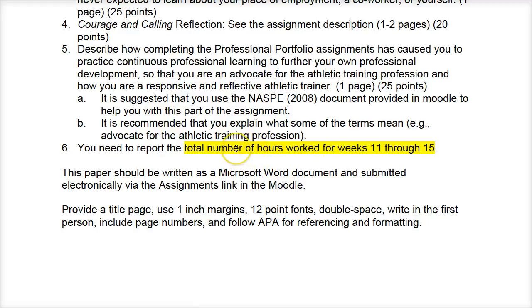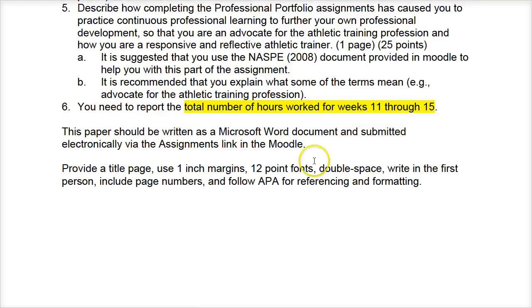In the last part, you're going to turn in your total number of hours worked for weeks 11 through 15. Again, just list them. Nothing else needs to be done there. You're going to turn this in using Word. Provide a title page, 1-inch margins, 12-point fonts, double space, write in the first person, follow APA, and so on.